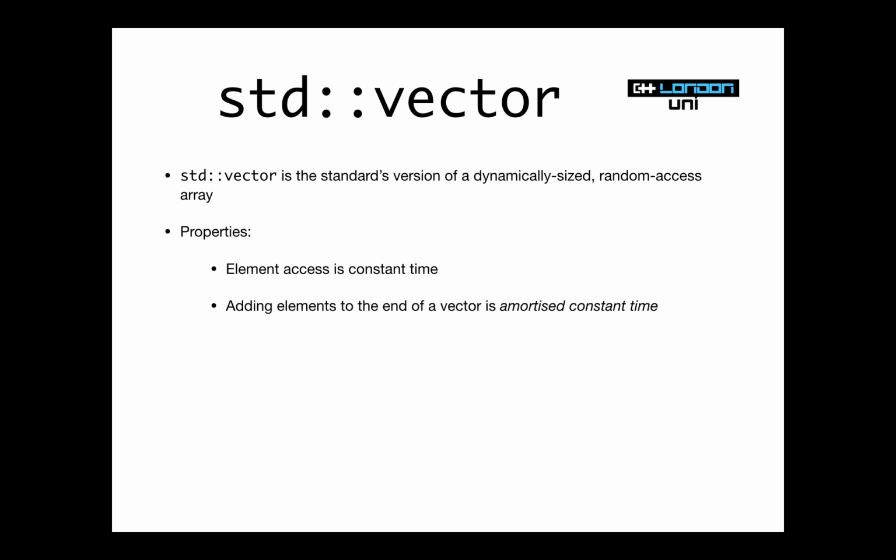Adding elements to the end of a vector is, so basically, accessing elements is fast. When you see constant time, think fast. Accessing elements of a vector is fast. Adding elements to the end of a vector is fast. Adding elements anywhere but the end of a vector is not as fast.